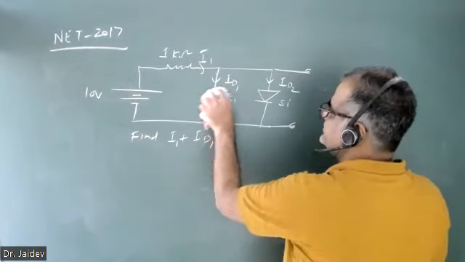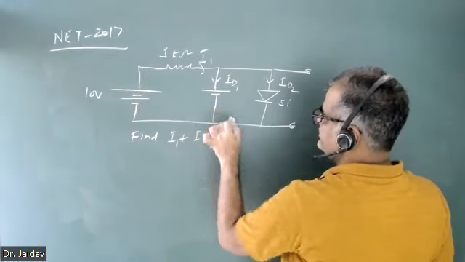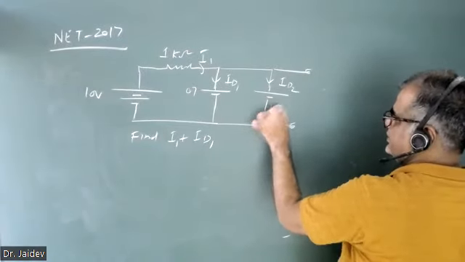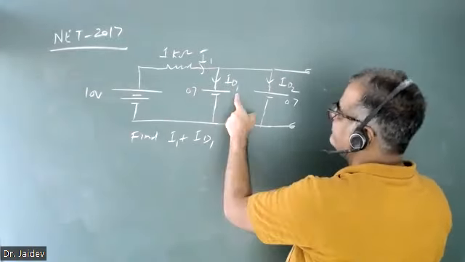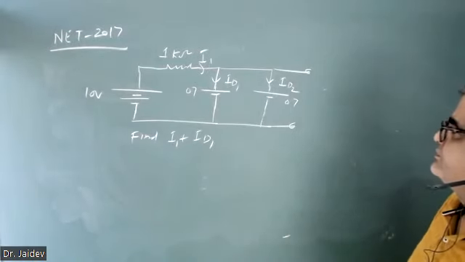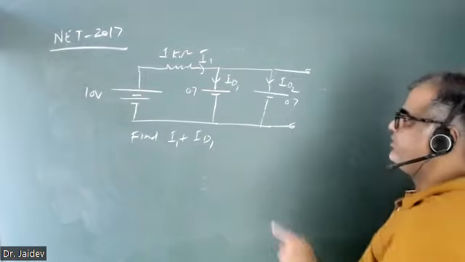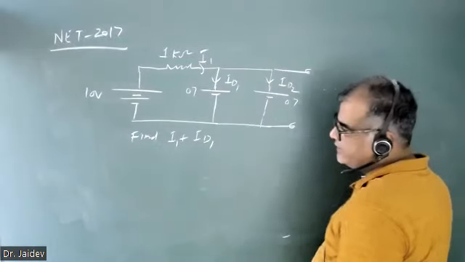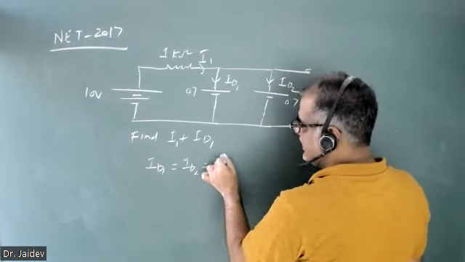So let us replace this by a battery. We are giving 10 volt, but this needs only 0.7. This is 0.7, and this is also 0.7. Now tell me, what is the relation between ID1 and ID2? Actually, the current gets divided into equal halves. Very good. Because both diodes are the same, both branches are the same, so the current will divide equally. So ID1 equals ID2 equals I1 by 2.